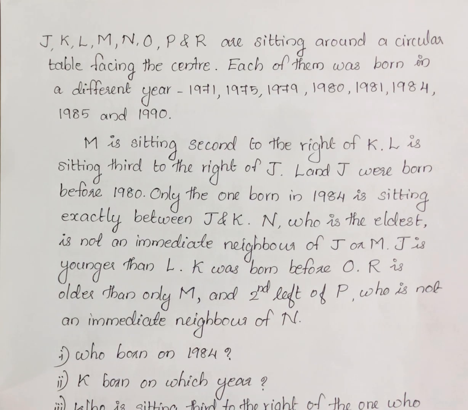Already we discussed circular form arrangement in sitting arrangement questions. This question is also the same as that sitting arrangement question. One specialty here: they are given the person's name and their year also. They were born in different years. That also is given. So we have to arrange two things in the same diagram. So let's check how we can do this question.